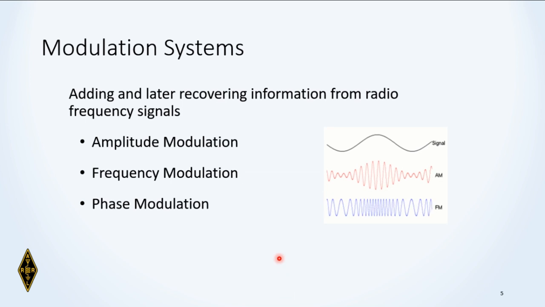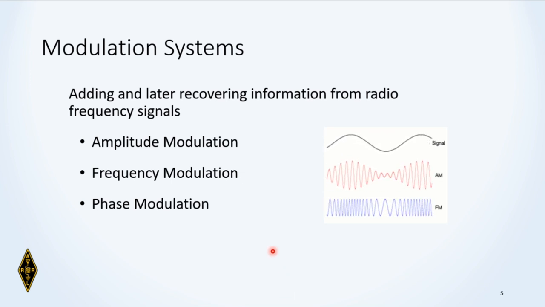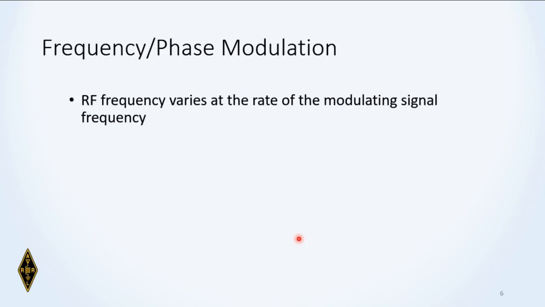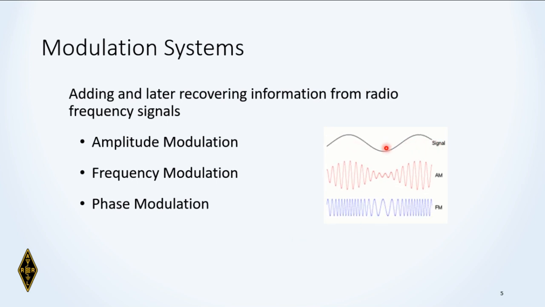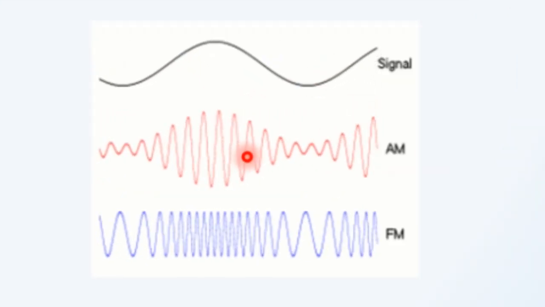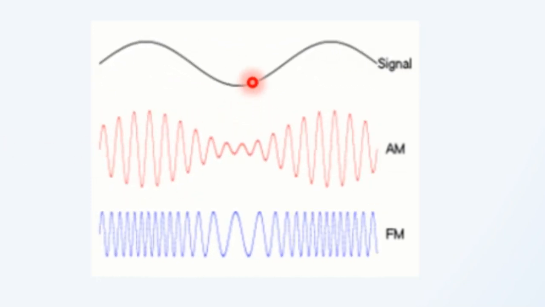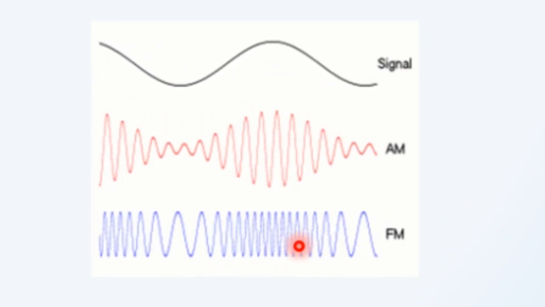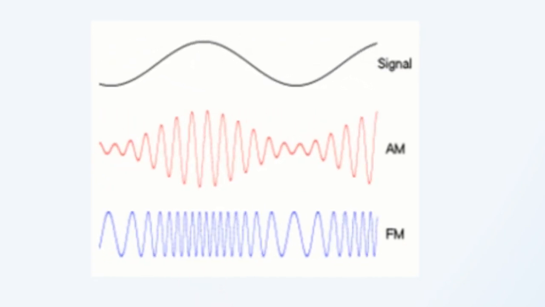And here's a graphic, and I'll keep trying to tie past principles to current ones. Here we've got a signal. This is a voice signal. And with amplitude modulation, we're varying the amplitude of the combined carrier and voice. With FM, we're changing the frequency. You can see some of these peaks are much closer together than others. So we're changing the frequency above and below the carrier.